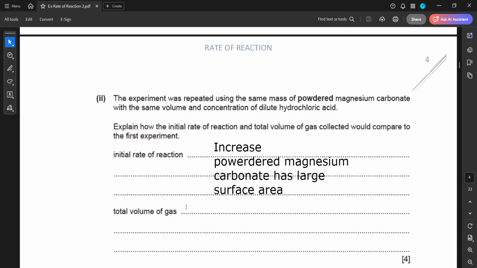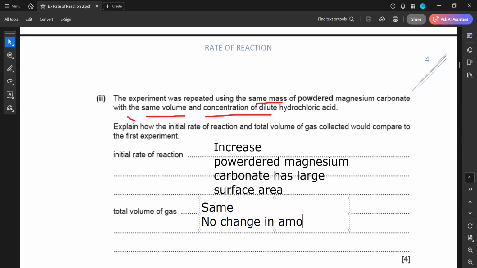But what happened to the total volume? In the question, they said that we are using the same volume, same mass, same concentration. So we are not changing the amount. We are only changing the surface area. So if we change the surface area, the rate of the reaction will change. But what happened to the total volume? It will be the same. And why will it be the same? Because there is no change in the amount of the reactant.